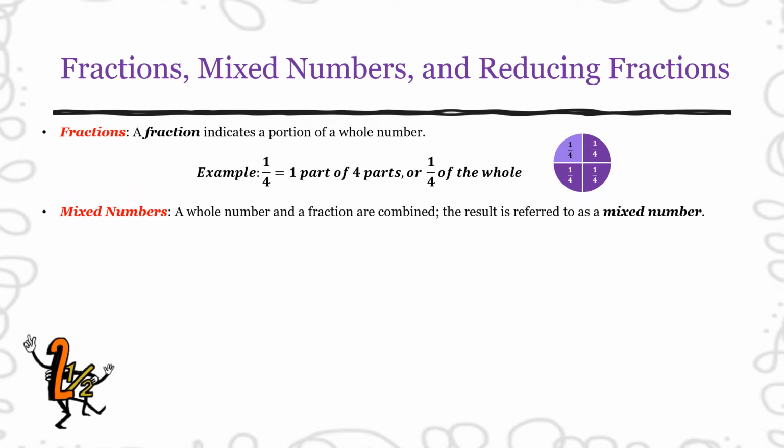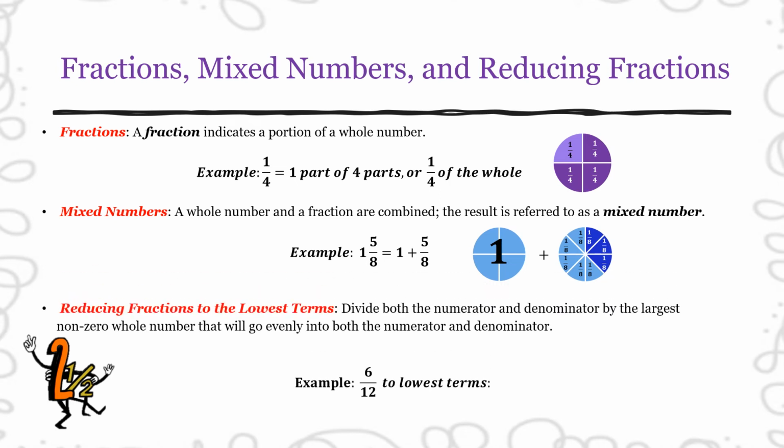Mixed numbers. A whole number and a fraction are combined. The result is referred to as a mixed number. For example, we have 1 and 5/8, which equals 1 plus 5/8. For our first circle, we have the whole, and for our second one, we're using 5/8 of those 8 pieces.